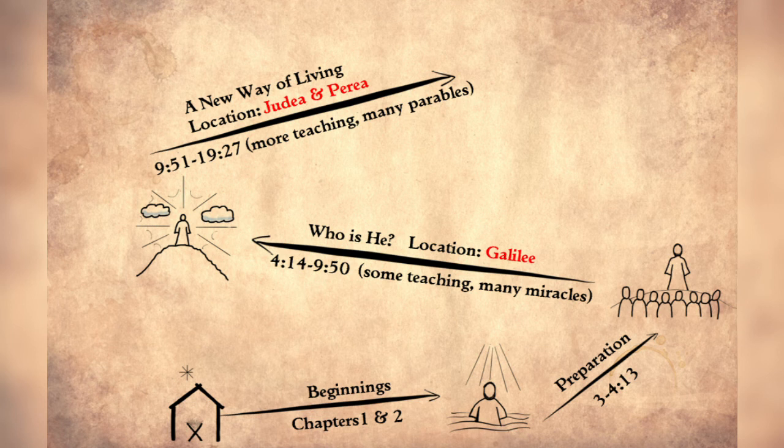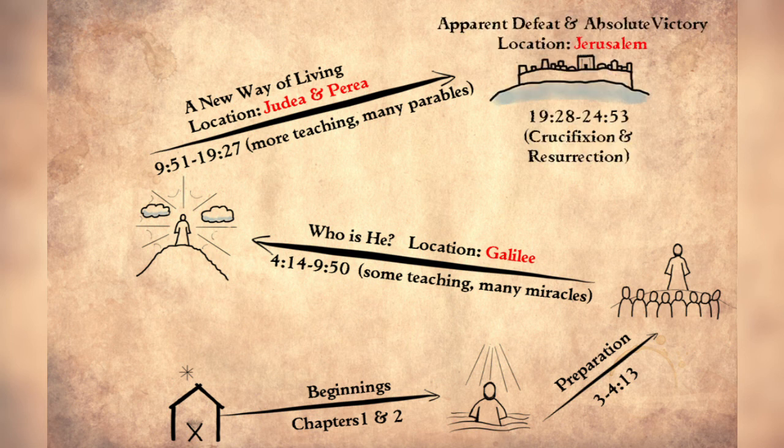Then in chapter 9:51 through to 19:27, quite a big section, we find Jesus in the Judean and Perean areas. Perea is a region east of the Jordan. There's a lot more teaching, including most of the parables, and a possible theme would be a new way of living. 19:28 to 24:53 all takes place in and around Jerusalem. The centre of attention is the crucifixion and resurrection, and we might summarise this as apparent defeat but absolute victory.